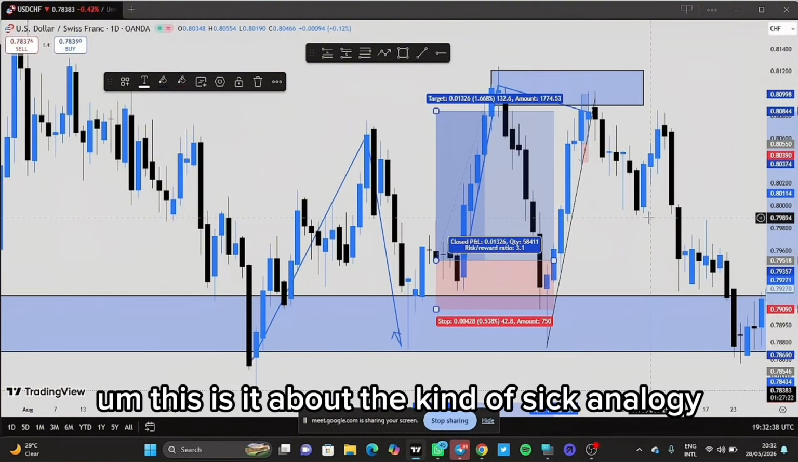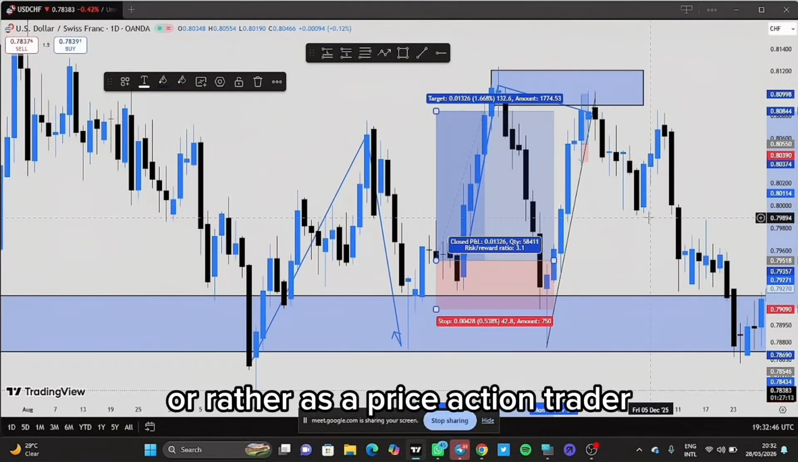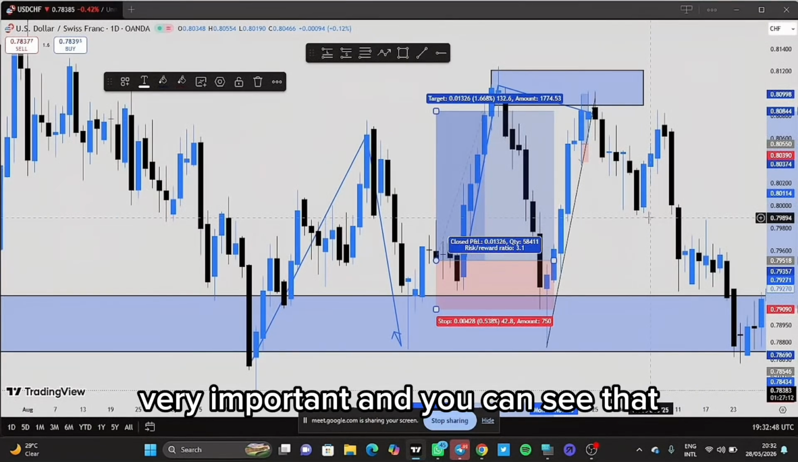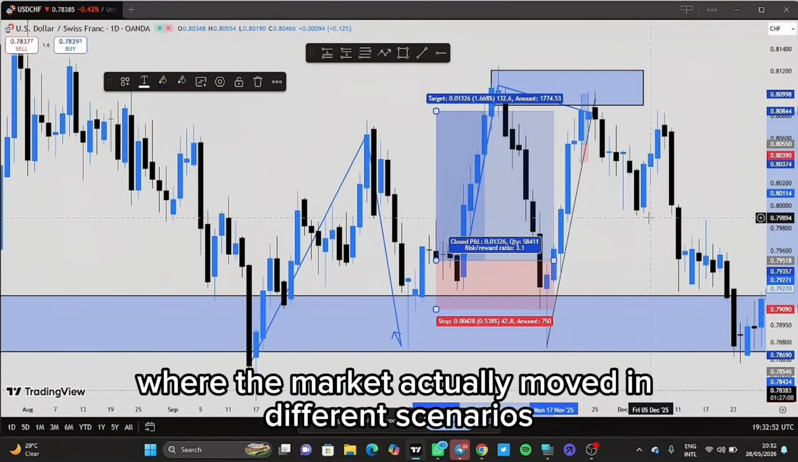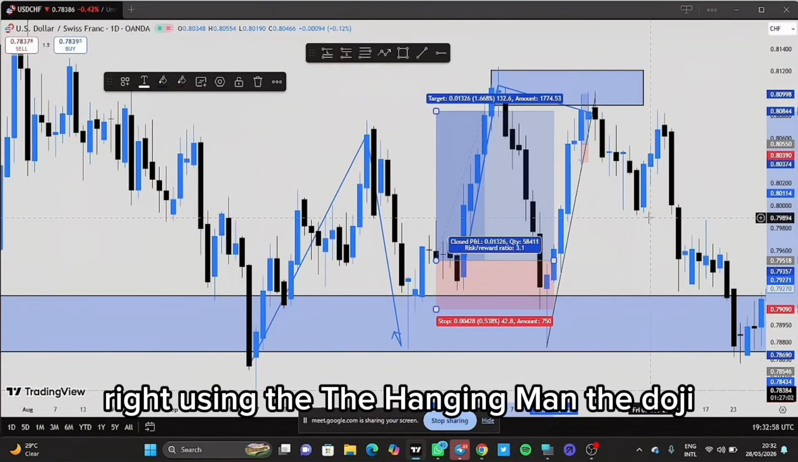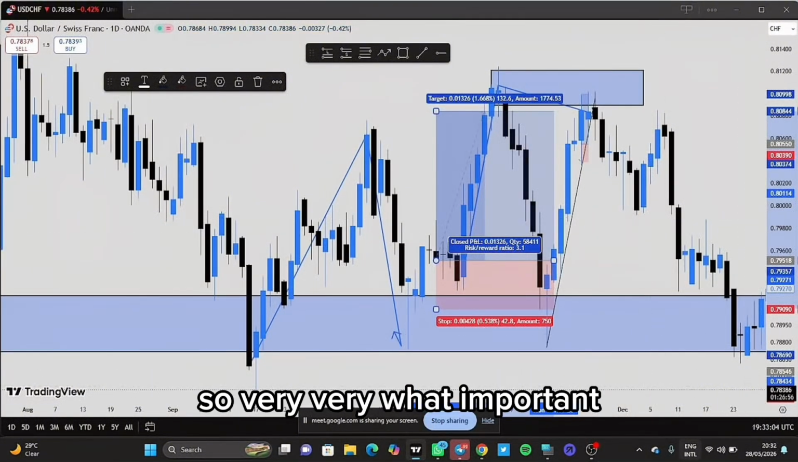So this is it about the candlestick analogy, the few ones that are very important as a trader, or rather as a price action trader. These candlesticks are very, very important. You can see that I just gave examples on the chart where the market actually moved in different scenarios, using the hanging man, the Doji, the shooting star, engulfing candlestick. So very, very important.